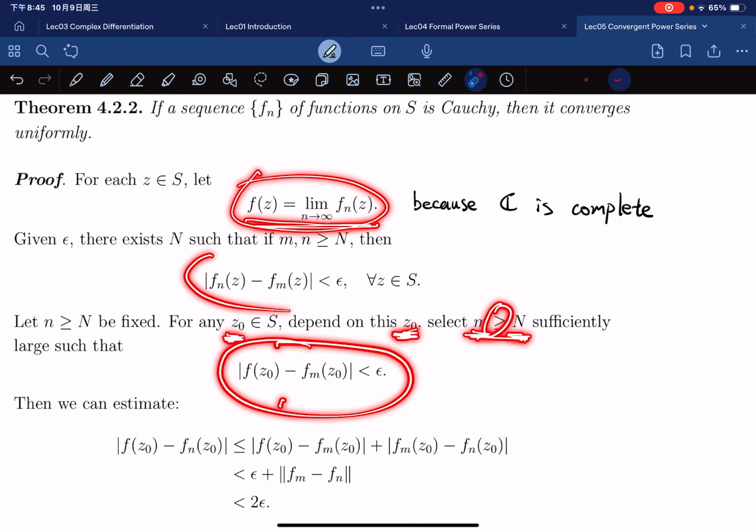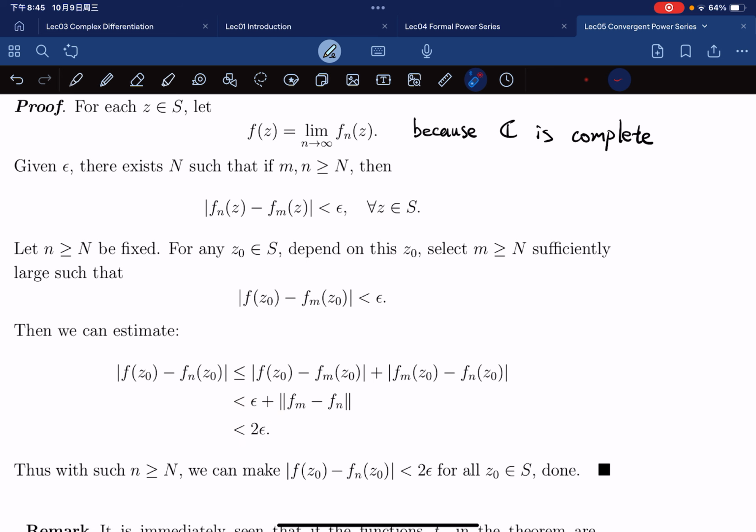So f(z) minus f_n(z naught). So we have f(z) minus f_n of z naught. We use the triangle inequality. Now, this we just copy down, right? This will be less than epsilon, but this is less than this by definition, right? But we now know that m is greater than n, but if we have those, then we have this for all z, exactly less than 2 epsilon, right?